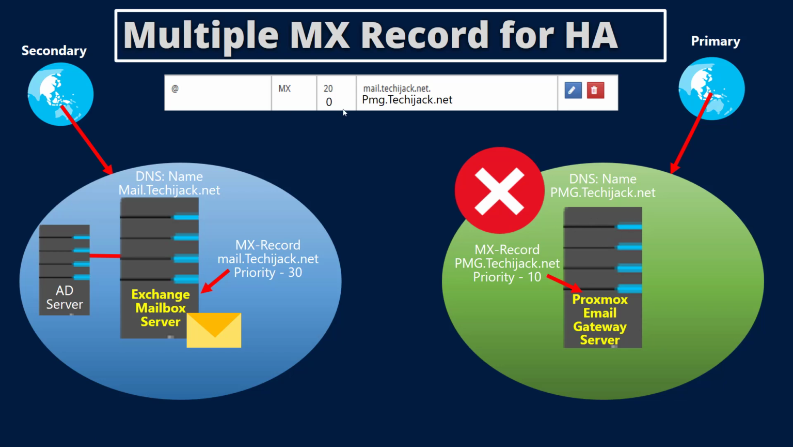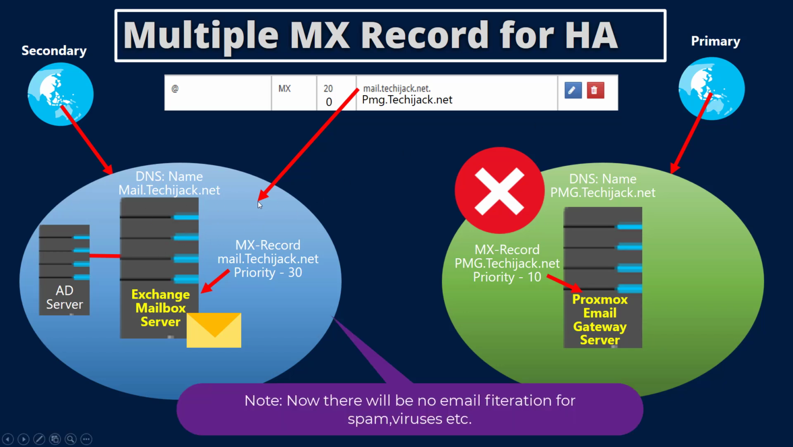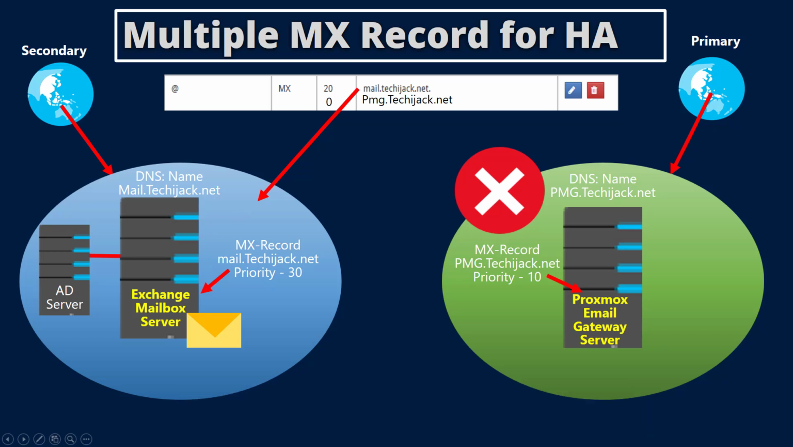In this scenario, it will first identify that the server pmg.techijack.net with the high preference is down, and it cannot communicate with that server, so it will try to send the email to the next priority, mail.techijack.net. The mail.techijack.net is pointing to our Exchange directly, and our Exchange is configured to receive SMTP email from other servers as well. In this way, we can still receive the email if our primary site is down.